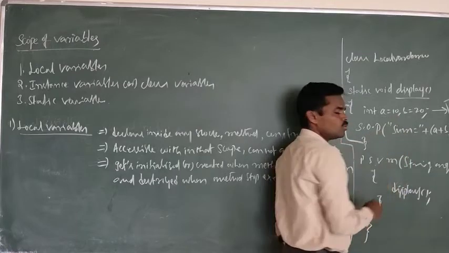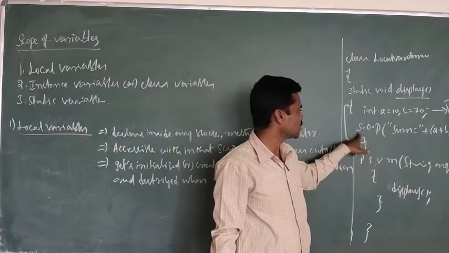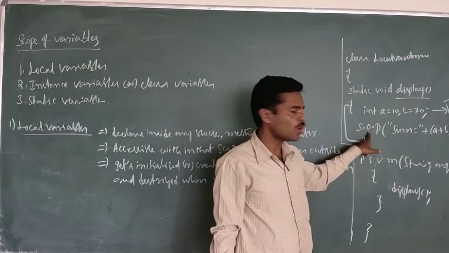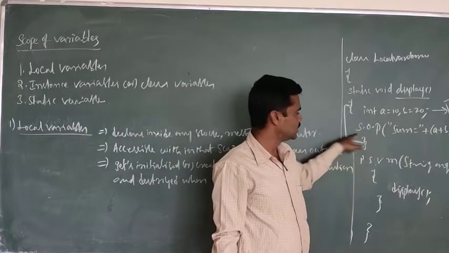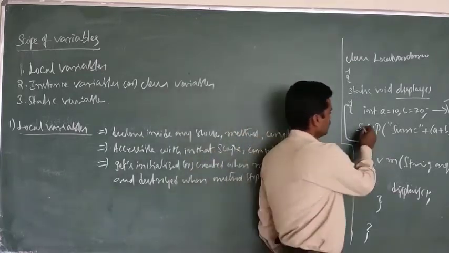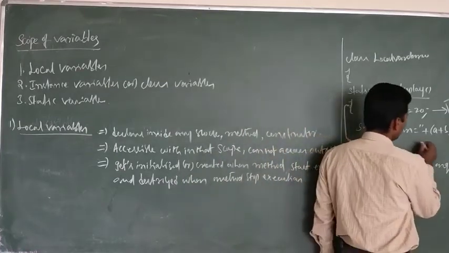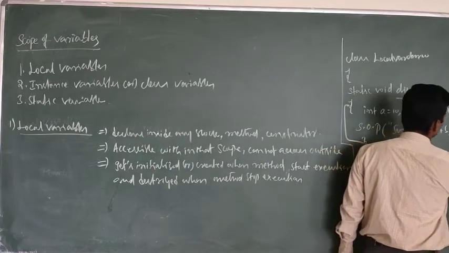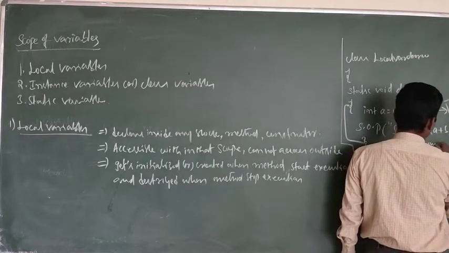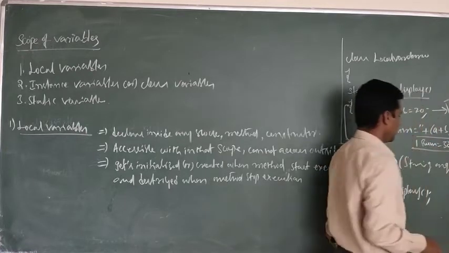How do we display the output on the screen? By using System.out.println. System is a class, out is an object, println is a method. These three we combine using the dot operator. And sum is equal to a plus b. So here the output will be displayed: sum is equal to 30.